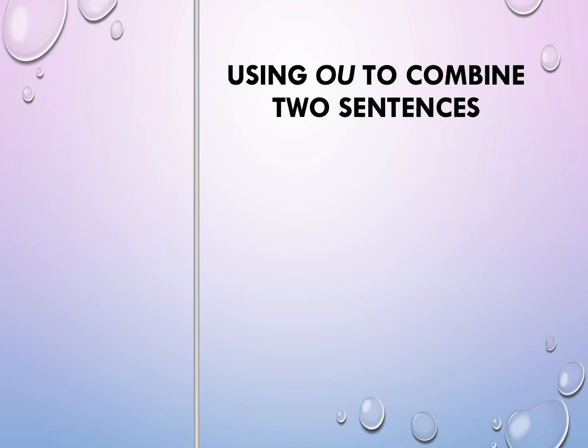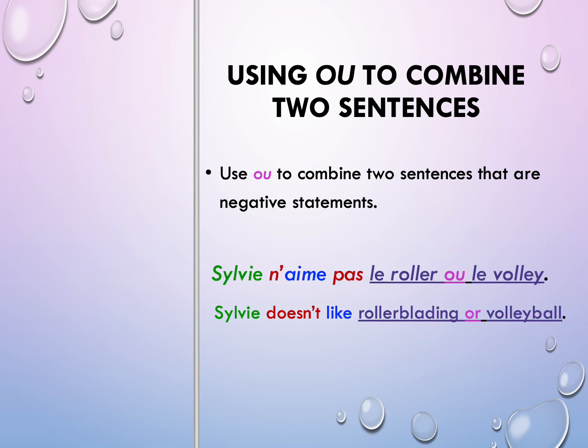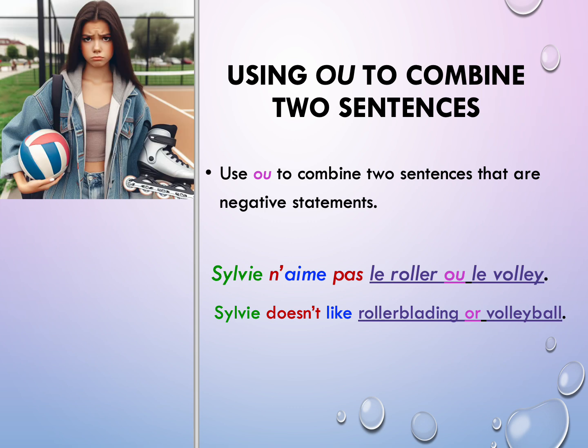Using ou to combine two sentences. Use ou to combine two sentences that are negative statements. Sylvie n'aime pas le roller ou le volley. Sylvie doesn't like rollerblading or volleyball.